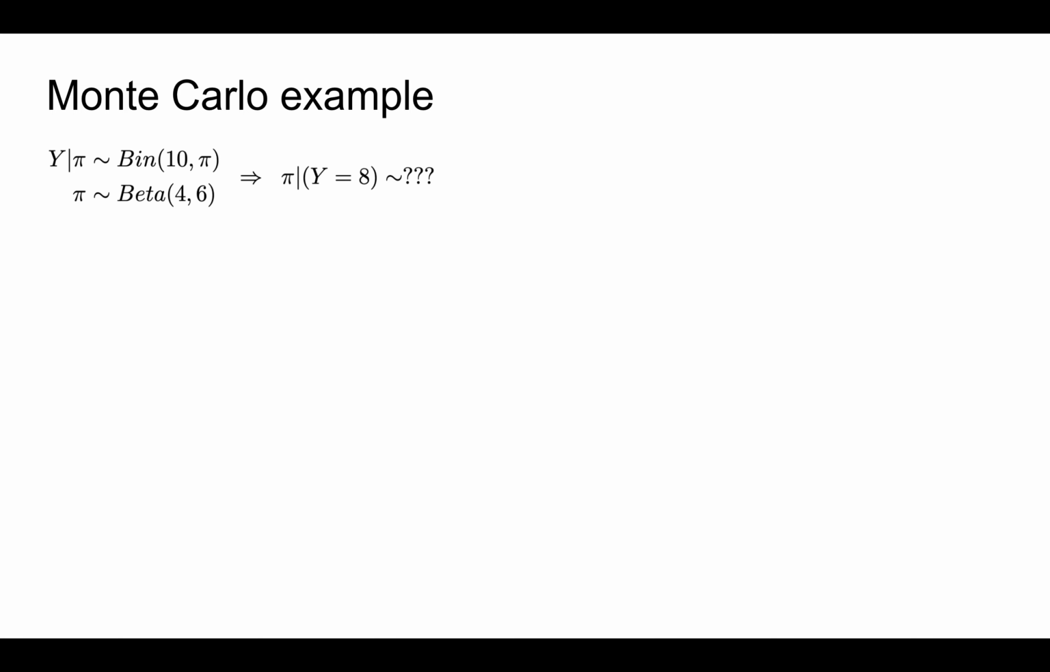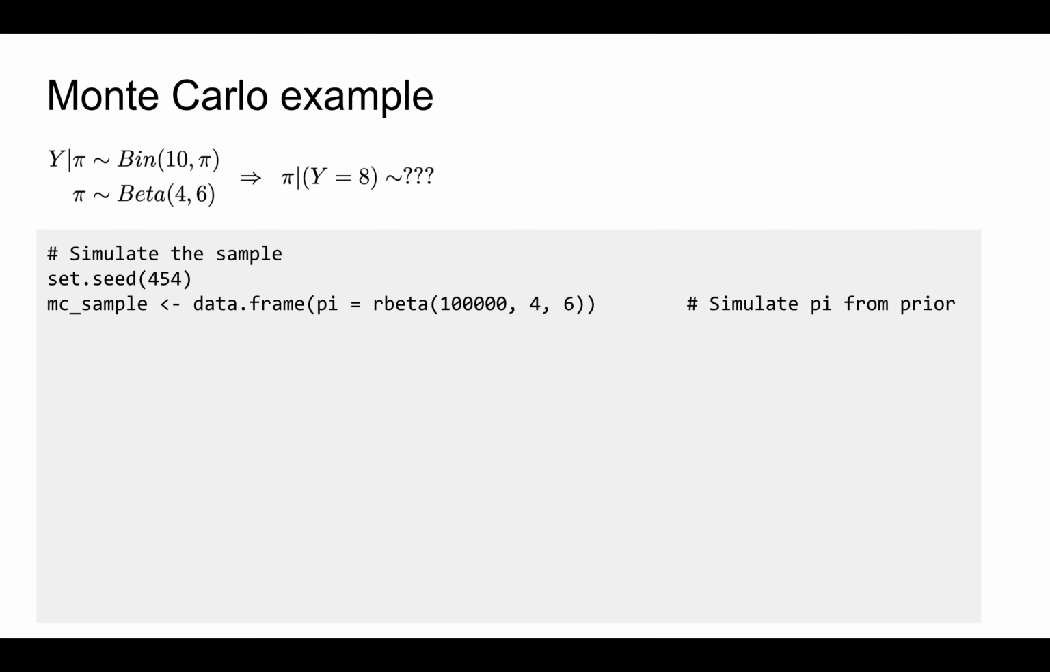There are many approaches that will produce a Monte Carlo sample. Consider just one. First, after setting the random number seed for reproducibility, we can take a random sample of 100,000 pi values from the beta 4,6 prior model. Then, from each of these prior plausible values of pi, we can simulate a binomial data point from 10 trials with the corresponding probability of success pi. Using just the known prior and conditional model for the data, these first two steps produce 100,000 pairs of pi values and data points y.